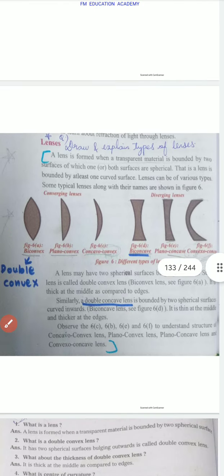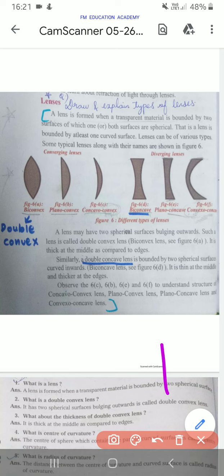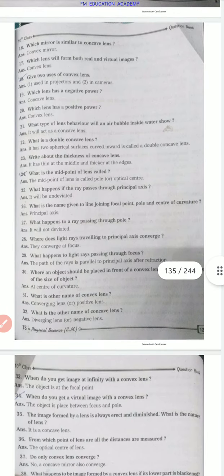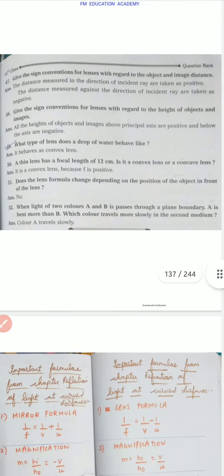Then it can ask you types of lenses. You have to draw all these lenses and explain. Okay. Then these ticked questions, go through it. Only ticked ones. Okay. I need to go through other questions.